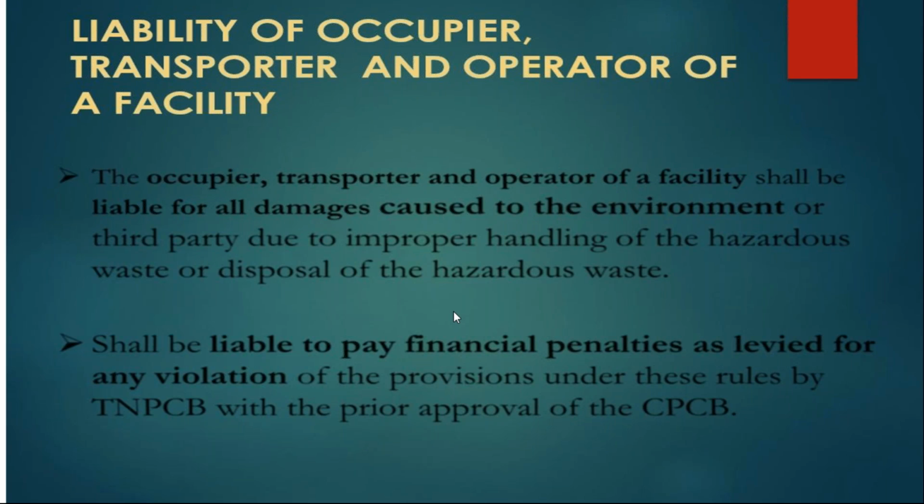And this is the liability of the occupier, transporter and operator of a facility. The occupier, transporter and operator of facilities shall be liable for all the damages caused to the environment or the third party due to the improper handling or disposal of the hazardous waste. So the Central Pollution Control Board and Ministry of Environment and Forest have already given the guidelines on how to transport, how to operate, how to handle, how to treat, how to dispose of all these types of hazardous waste.